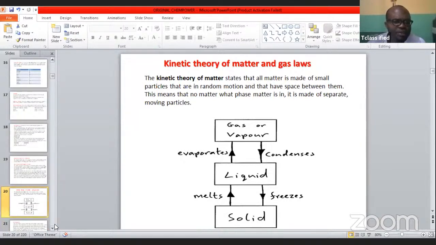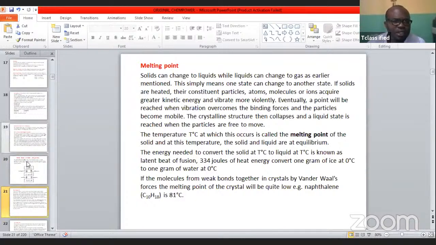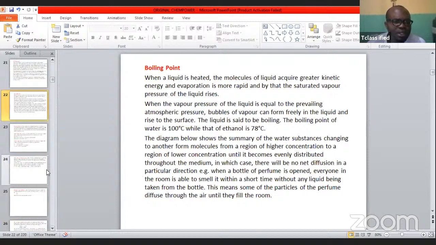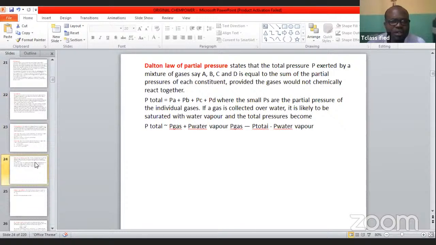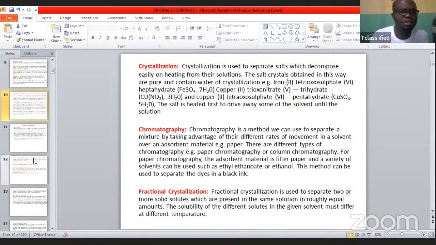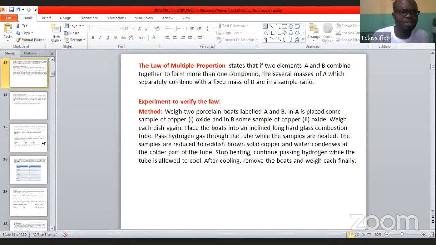In subsequent classes we are going to be looking at gas laws. We're going to be looking at Charles' law, Boyle's law, and the rest, Dalton's law of partial pressure. We're going to be solving those problems as well. I'm going to ask some questions now before we round up.